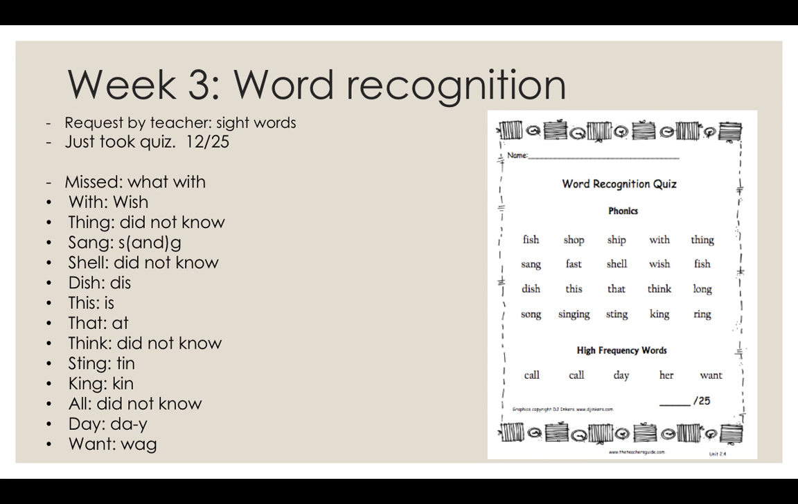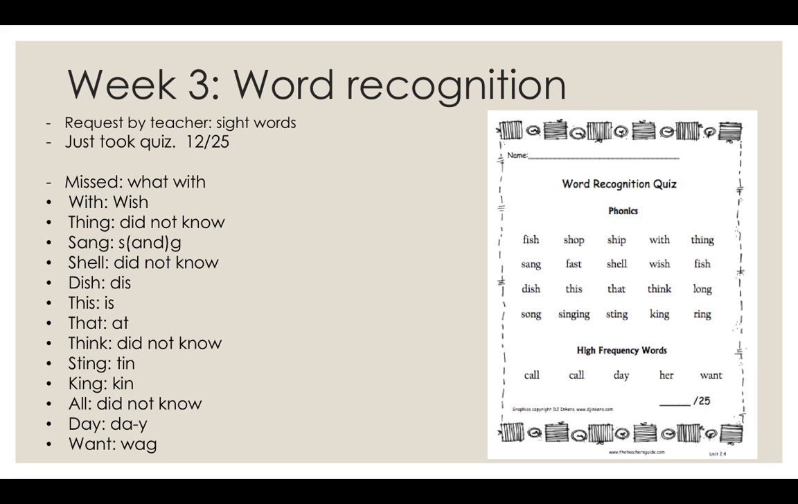So week 3, the teacher had us work on word recognition. This was just different sight words that they were going over. When she took the quiz, she only got 12 out of 25 right. Some of the ones, thing, shall, think, and all, she did not know at all. Want, she wrote wag. This, she wrote is. With, she mistook for wish. Just throughout it, she seemed to struggle, where it took the full 20 minutes working with her just to take the quiz.